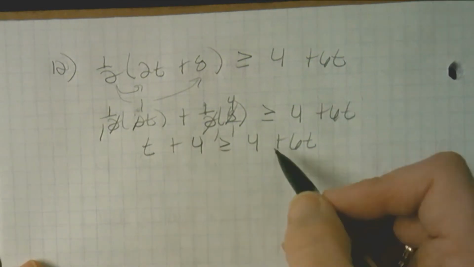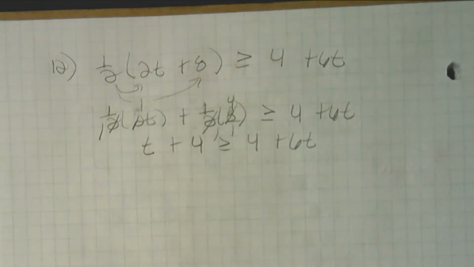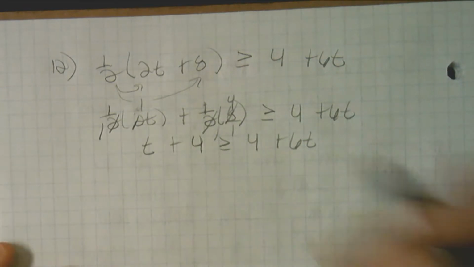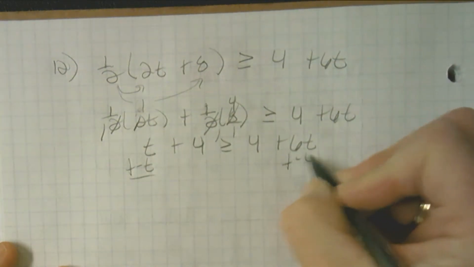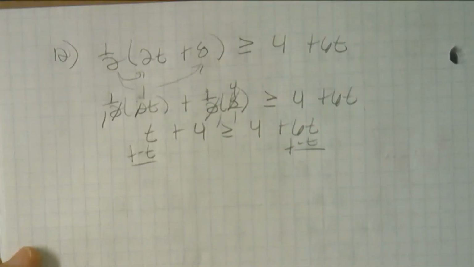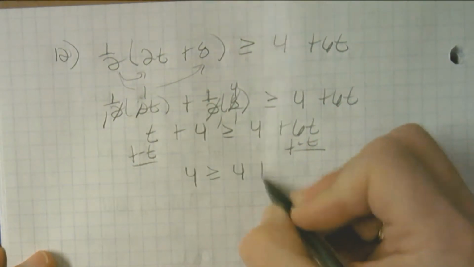So now I'm going to go ahead and finish this. I want to get all my t's to one side and all my constants to the other. I like to keep my t's positive. So I'm going to add a negative t to both sides. Remember, there are 4 different ways you could have started this. So I have 4 is greater than or equal to 4 plus 5t.